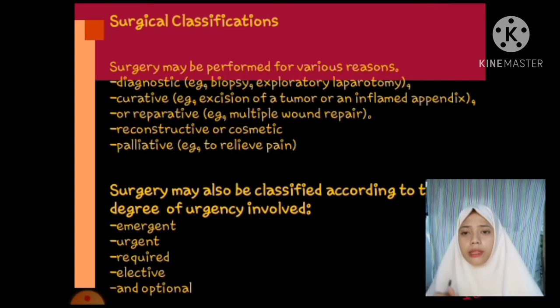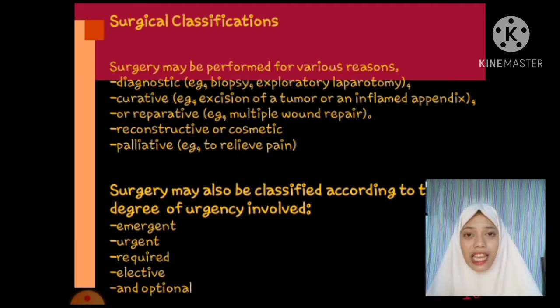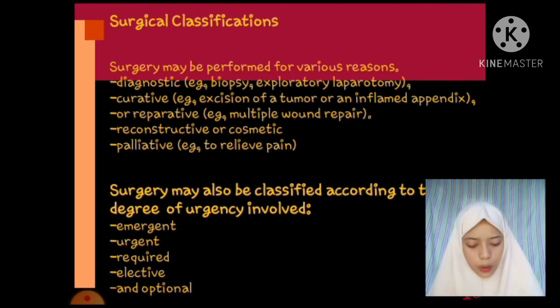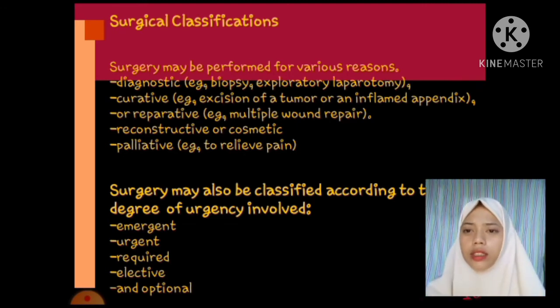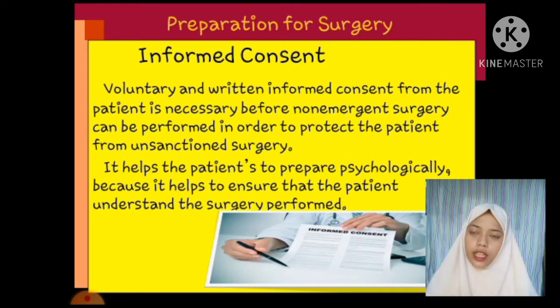So surgery may also be classified according to the degree of urgency involved: emergent, urgent, required, elective, and optional. So when the patient's condition is life-threatening, the surgery is considered to be performed, like trauma and appendix. It is important to perform surgery without the consent. So next, let's proceed to the preparations for surgery.